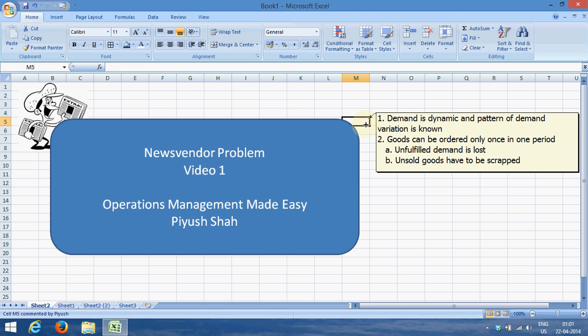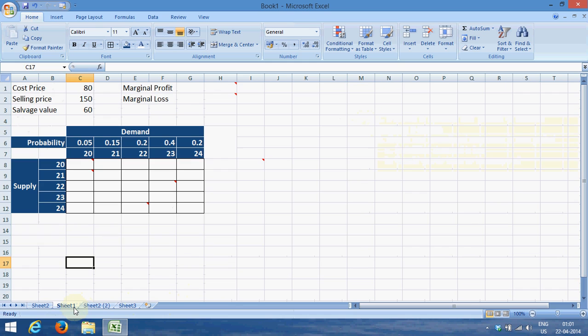This is very similar to the case of a news vendor ordering newspapers every morning. If the quantity of newspapers ordered is less than the demand, some part of the demand would be lost. But if the newspapers ordered are in excess of the demand, the excess newspapers would have to be scrapped. Let's look at a specific problem here.